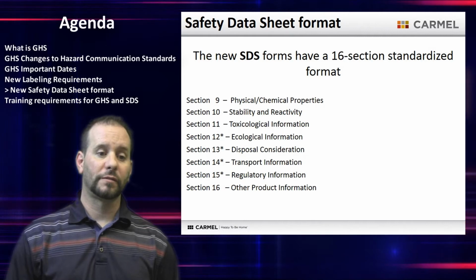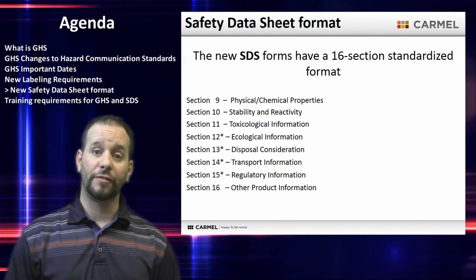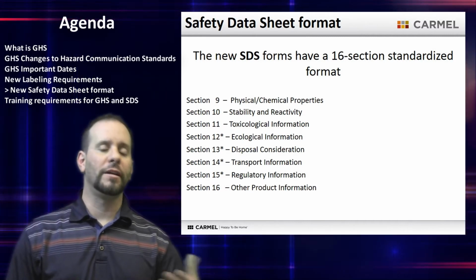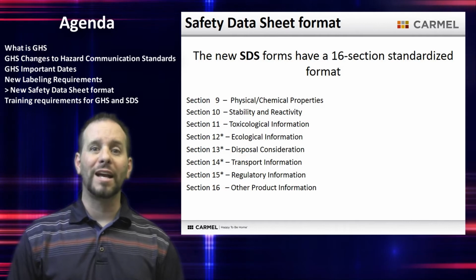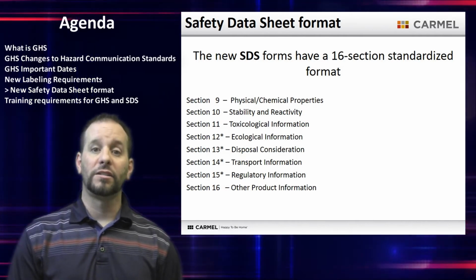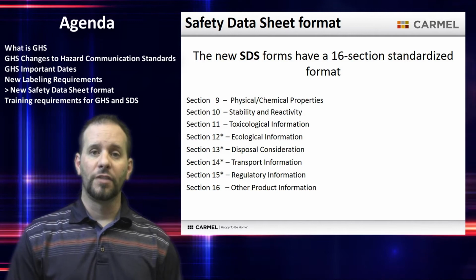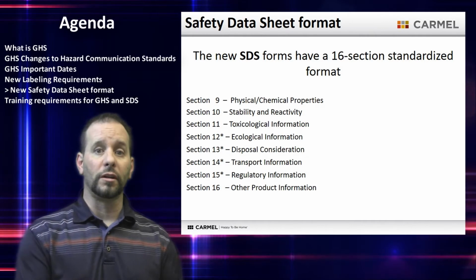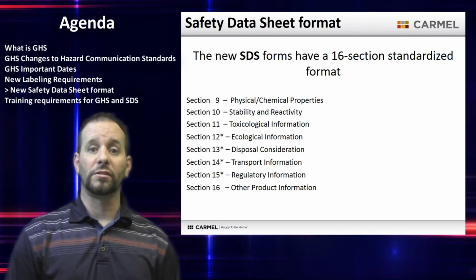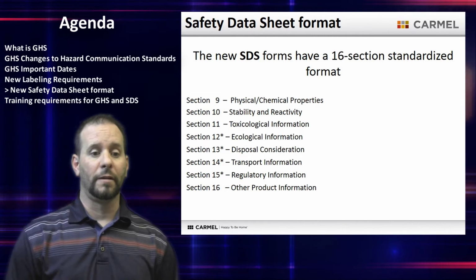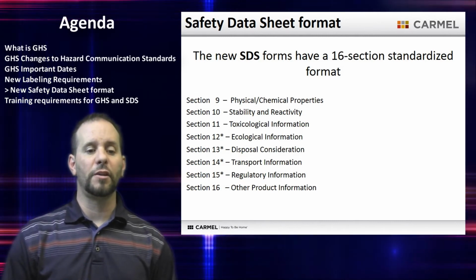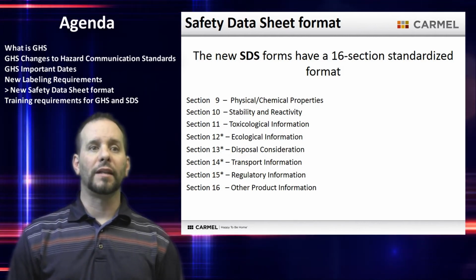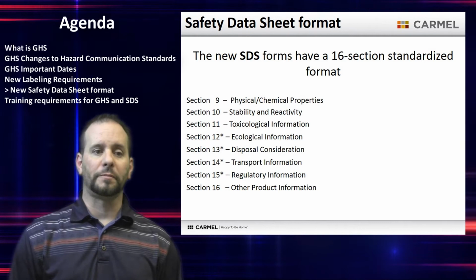Sections 12, 13, 14, and 15 are all transportation related in regards to transporting that chemical. OSHA at this time is not regulating Sections 12 through 15. There are other agencies in the government and throughout the world that are going to regulate these particular sections of the SDS format. In Section 16, other product information includes the date of the preparation of the chemical and the last revision that was done to the chemical.